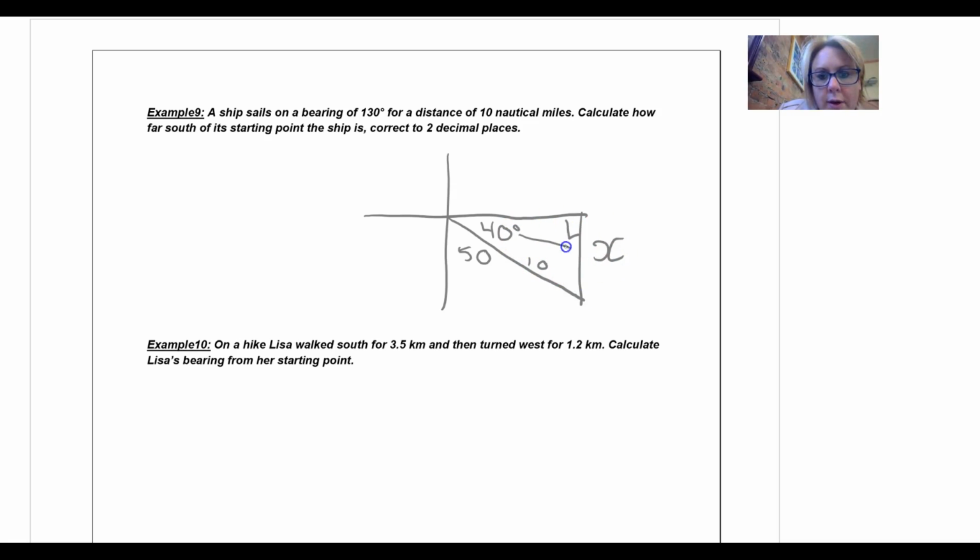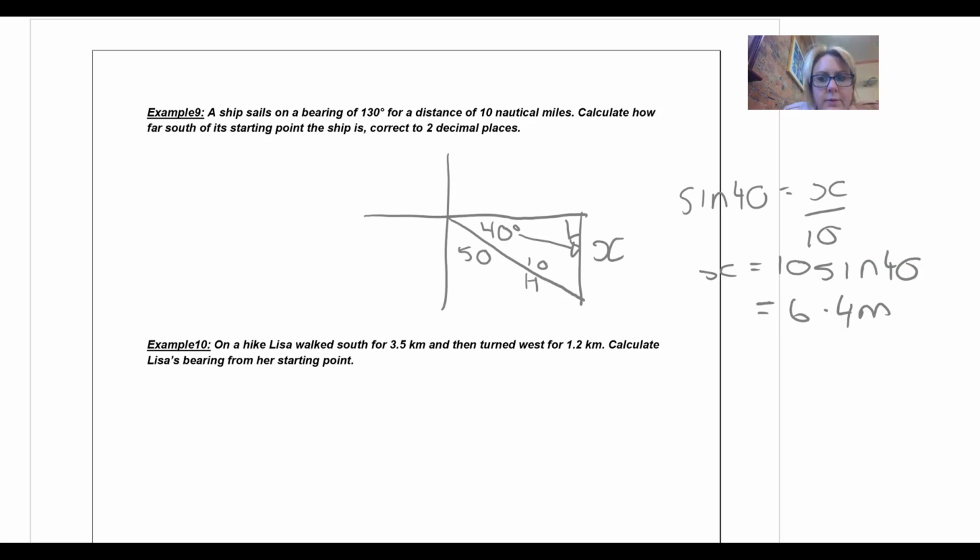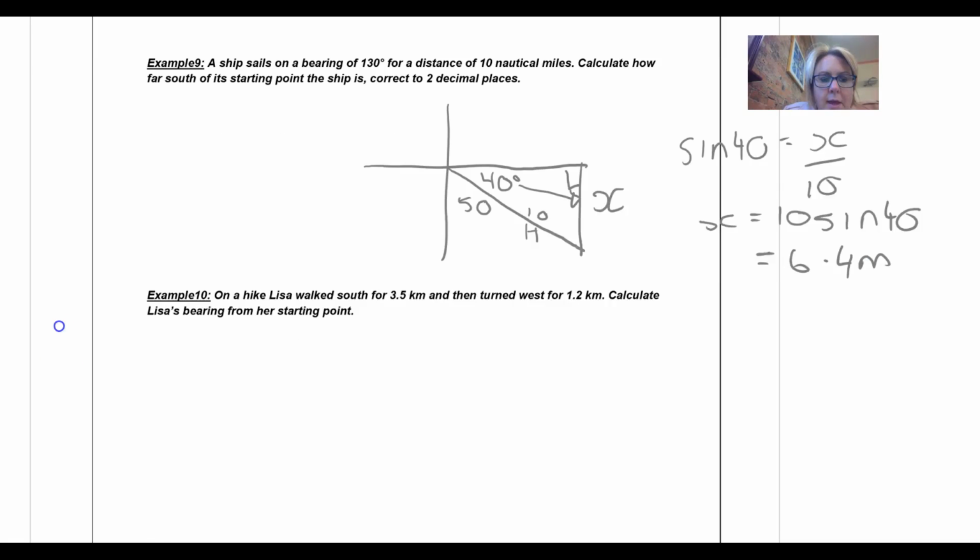So I've got a triangle, opposite and hypotenuse. Sine 40 is x on 10. x is 10 sine 40. That's 6.4 metres.